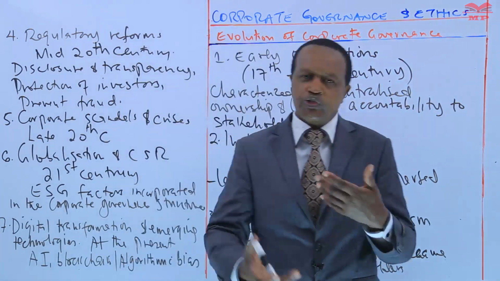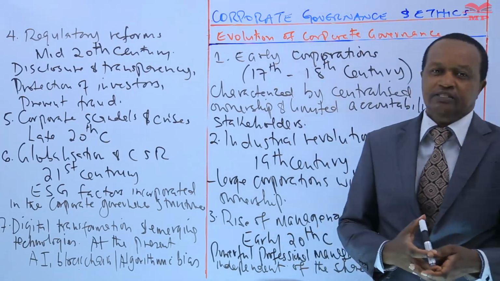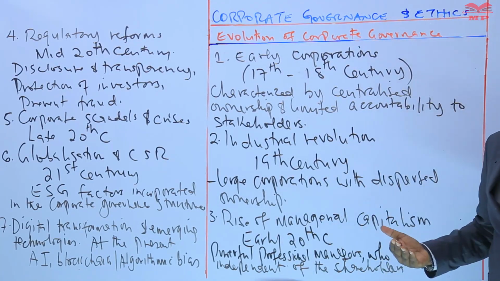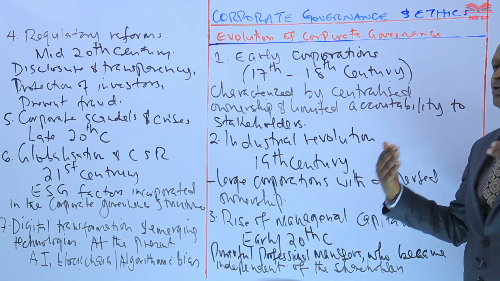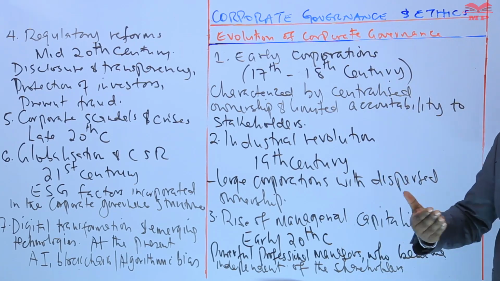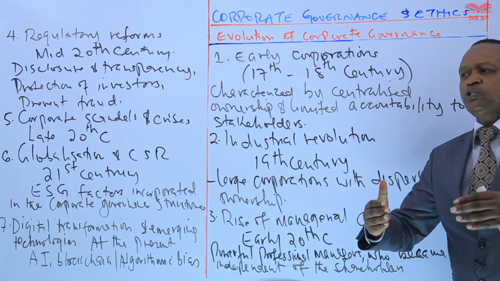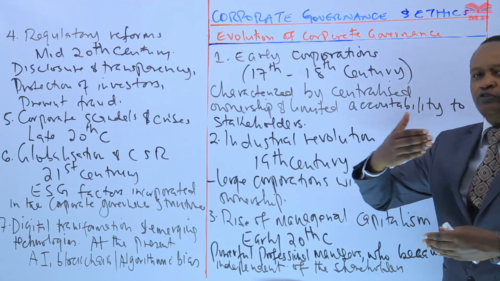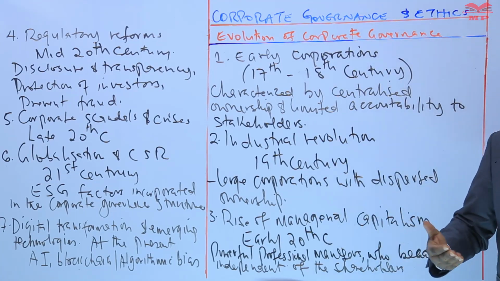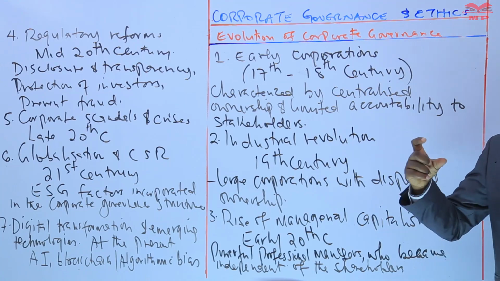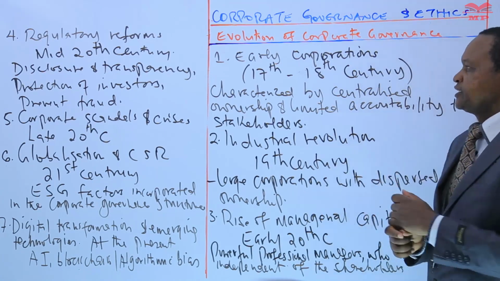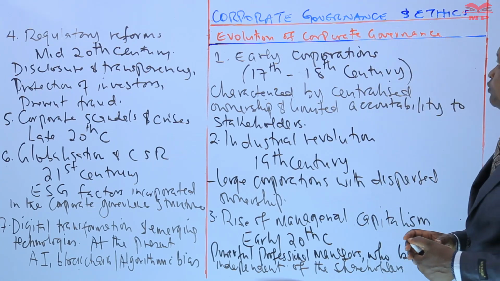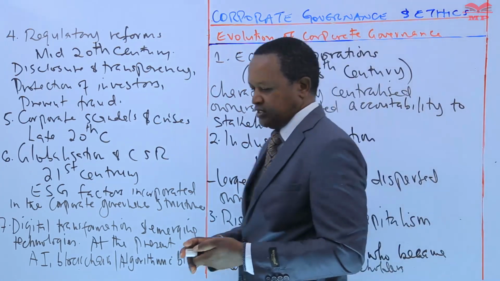So, candidates, the evolution of corporate governance is an ongoing process that is constantly adapting to new challenges and new opportunities. And as the global business landscape continues to evolve, corporate governance needs to evolve as well in order to ensure that companies are operating in a responsible, transparent, and sustainable manner. So that is the end of the lesson on evolution of corporate governance.